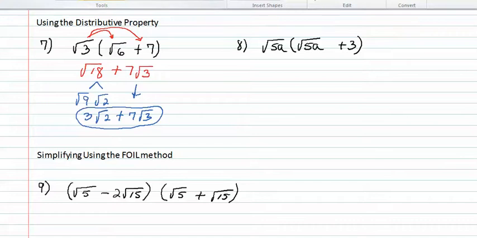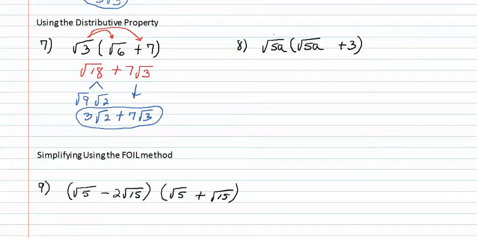Okay, let's look at number 8. Again, it's a distributive property, so we're going to multiply radicals with radicals. So 5 times 5 is 25. A times A is A squared, but it's all under a radical symbol. And now we've got square root of 5a, or radical 5a times 3. We cannot combine the 3 and the 5 together, so we just have to put the 3 on the outside, the 5a under the radical symbol.